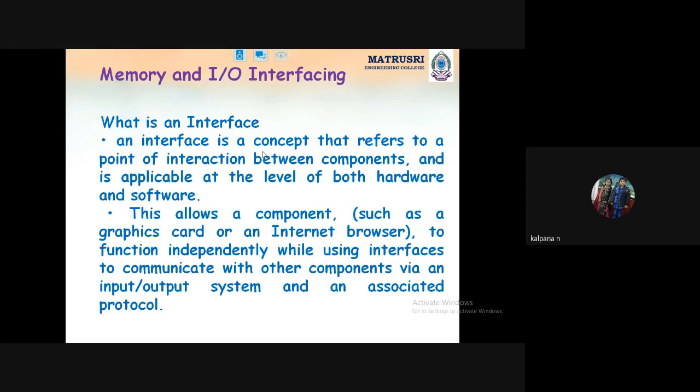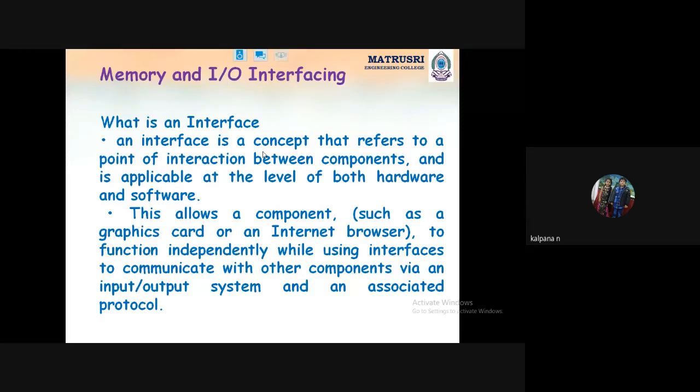So, an interface is what? Please, all of you take this down. Take a screenshot of this. An interface is a concept that refers to a point of interaction between components, and it is applicable at the level of both hardware and software. Interconnection between the components. Here the devices, input, output, and memory, we can call them devices or components.